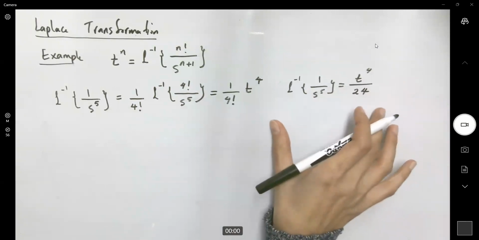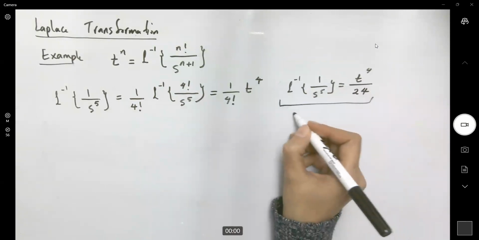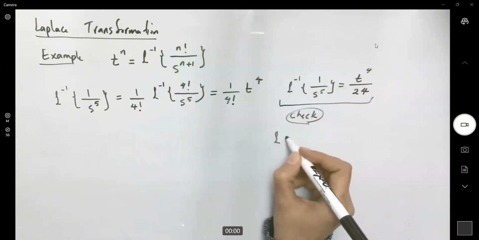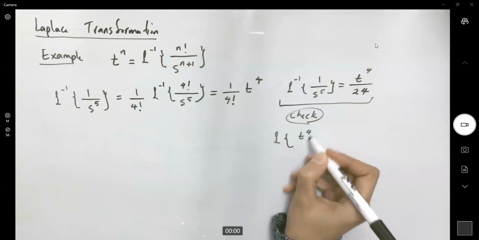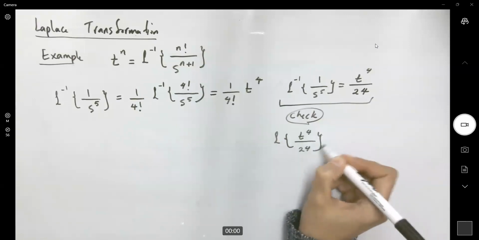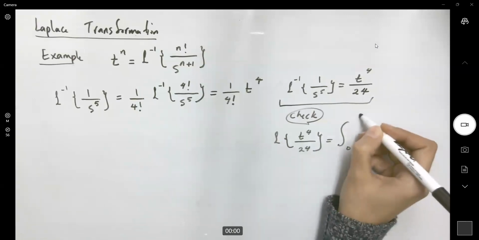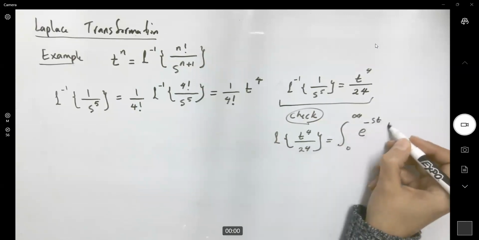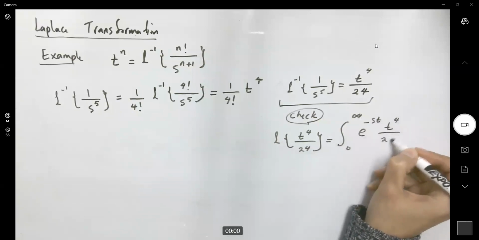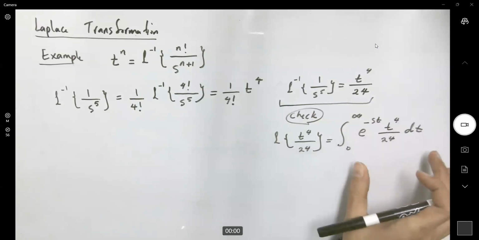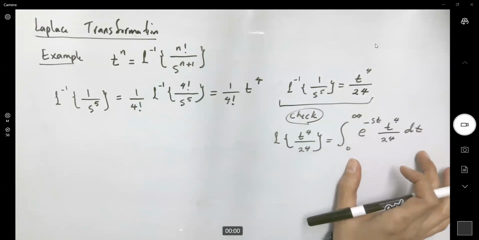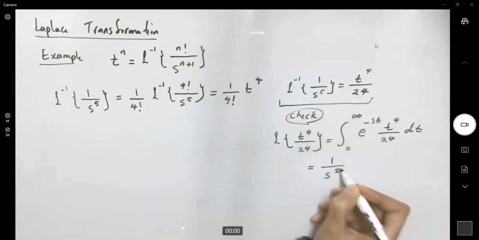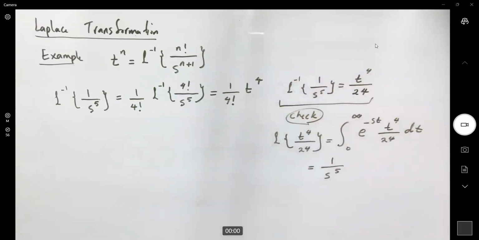You can always check this answer. How do I check? By finding the Laplace of t to the fourth over 24, which is defined as the integral from 0 to infinity of e to the power negative st times t to the fourth divided by 24 dt. This, after doing the calculation, gives you 1 over s to the fifth power. You can always check that.